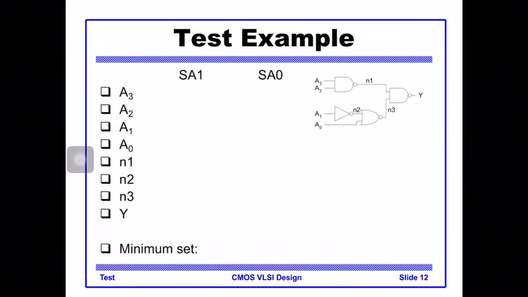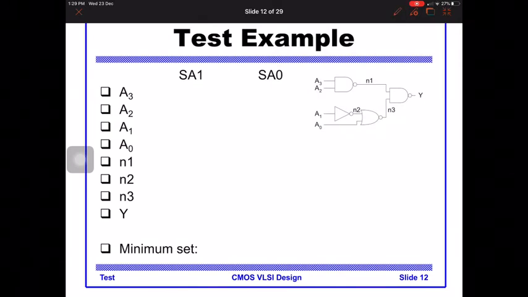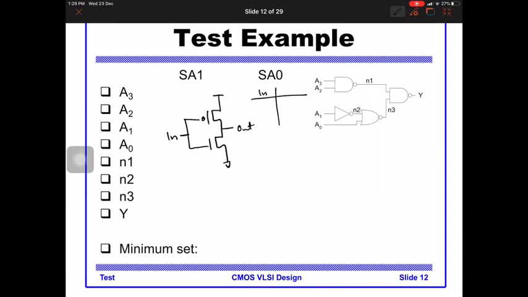So let's look at an example here. What do we do for a stuck at 1 or a stuck at 0? So let's say you have an inverter. Okay, this is the inverter, this is the out, and this is the in. Right? So from the inverter truth table, if the input is 0, you're supposed to get 1. If it's 1, you're supposed to get 0.